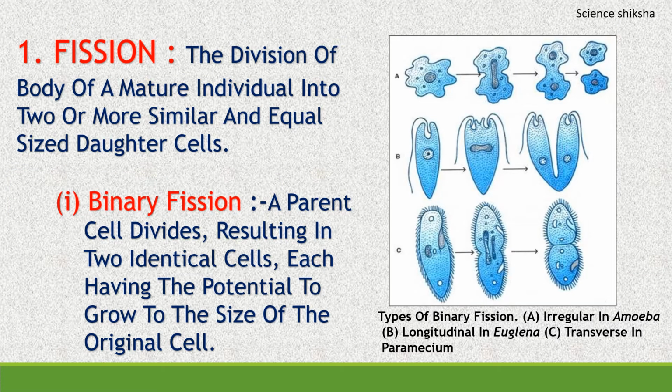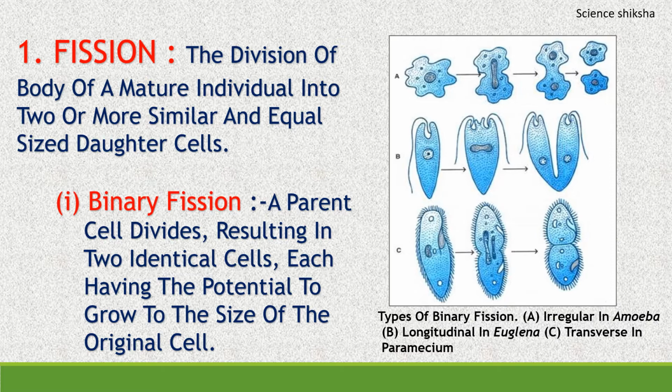Let us start with first type, that is fission. The division of body of a mature individual into two or more similar and equal sized daughter cells is called fission. Fission is further of two types, binary fission and multiple fission. So first of all we will discuss about binary fission. In this type, a parent cell divides, resulting in two identical cells, each having the potential to grow to the size of the original cell.